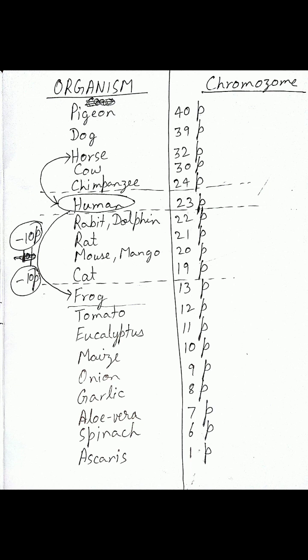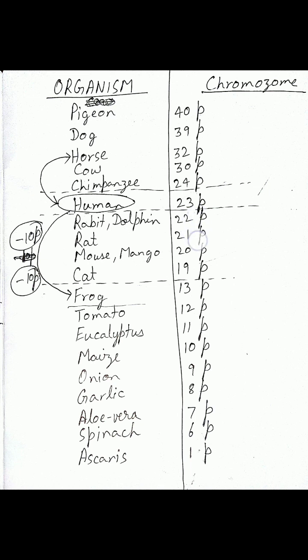We already know that the number of chromosome pairs in humans is 23, that is, the total number of chromosomes is 46. With the help of this number, we are going to remember the chromosome pairs in other animals as well. This is the list of animals and plants and the numbers of chromosome pairs, not chromosomes. The number of chromosomes will be multiplied by 2. Okay, so let's see over here.